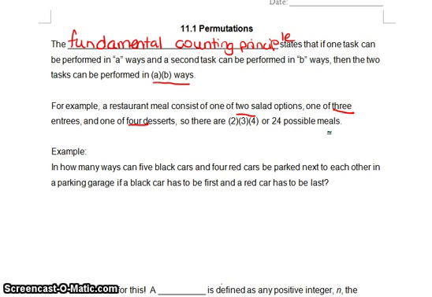So in different combinations, maybe you have the first type of salad with the first entree with the first dessert, or you could do the first salad with the first entree but with the second dessert. You could do that a number of ways, and this fundamental counting principle states that it would be 2 times 3 times 4, or 24 possible meals. Okay, so let's do an example.